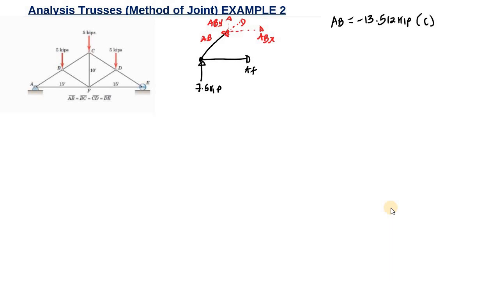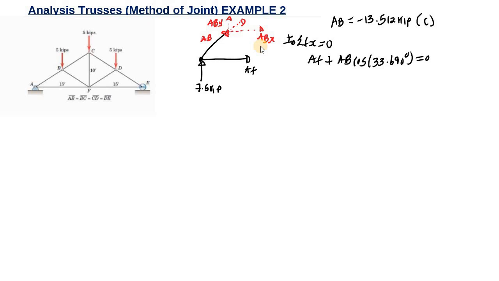Now we need to calculate for AF. So we're going to say the summation of all the horizontal forces is equal to zero. I'm going to say all the forces acting to the right are positive, while all the forces acting to the left are negative. As you can see, AF is acting to the right, so this is positive. Then we have AB, which is also acting to the right, so this is positive. Because AB is associated with cosine, this is going to be AB multiplied by cosine of 33.690 degrees. We don't have any additional horizontal force, so this is equal to zero.